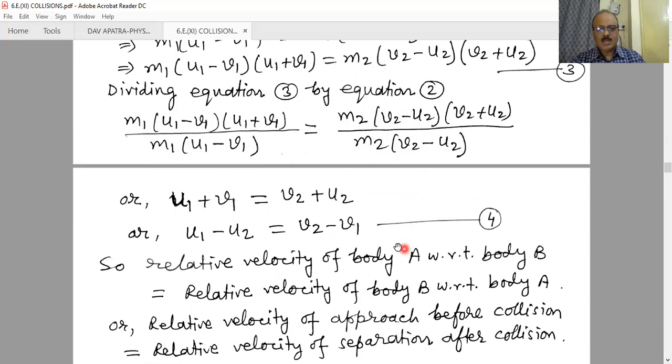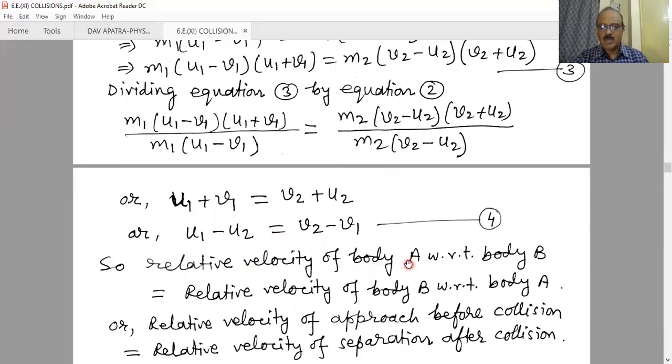From that, again, we can write u1 minus u2, that is the relative velocity of approach, which is equal to v2 minus v1, that is the relative velocity of separation. We already stated that this is the basic criterion for the elastic collision, and it is now proved that the relative velocity of approach before the collision and the relative velocity of separation after the collision are equal.